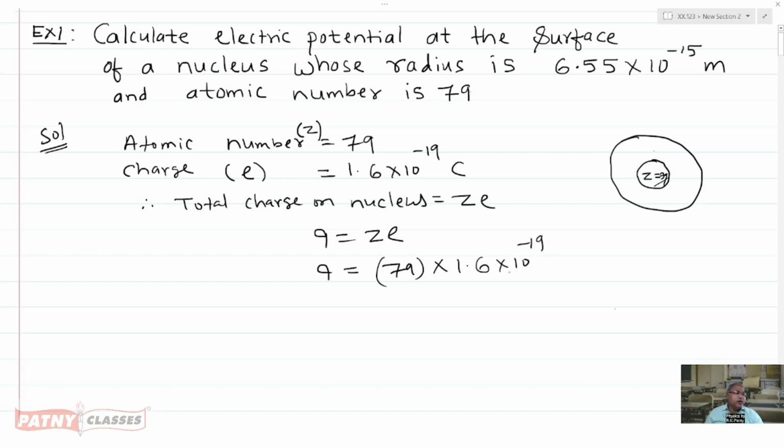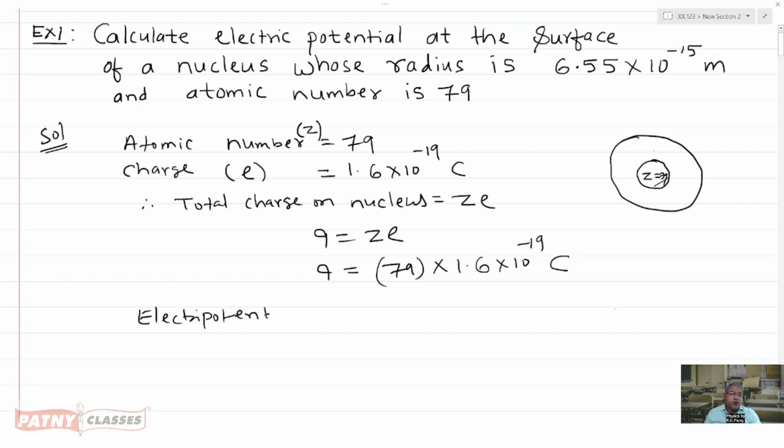Here what is the particle? The particle is nothing but the proton present at the center of the atom, that is the nucleus. So there are 79 protons and charge on the single proton is 1.6 into 10 raised to minus 19 coulomb. Therefore the total charge on the nucleus is Q equals 79 into 1.6 into 10 raised to minus 19 coulombs. We need to find electric potential now due to all these charges.